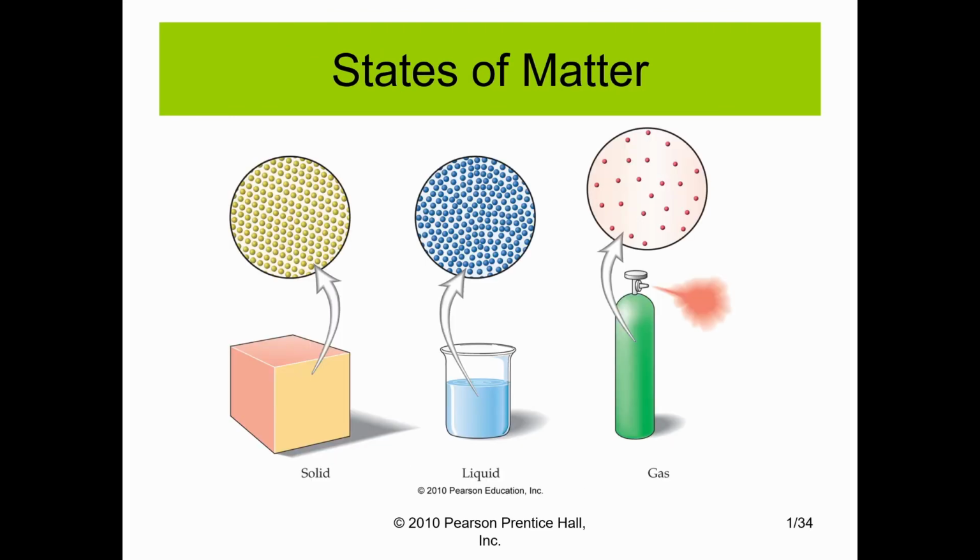If we look at the states of matter, we can see that in a solid, the molecules are going to be much more close together. In a liquid, the molecules will be further spread apart and can take on whatever shape that they're placed in. And then finally, in a gas, the molecules have the largest volume of the three.